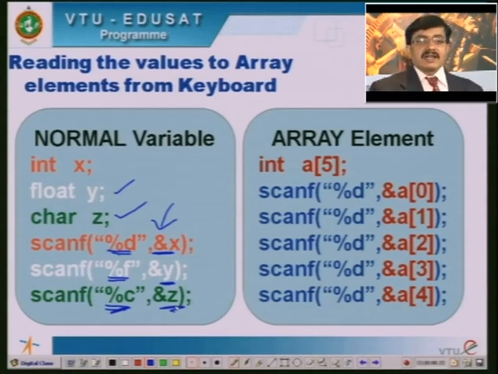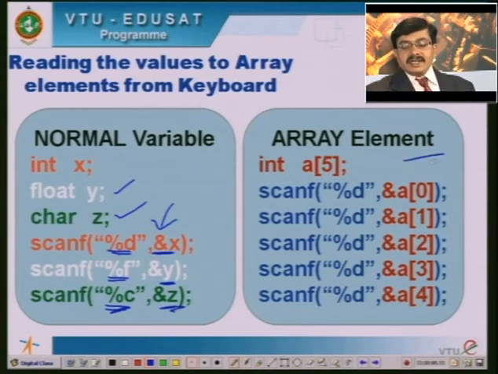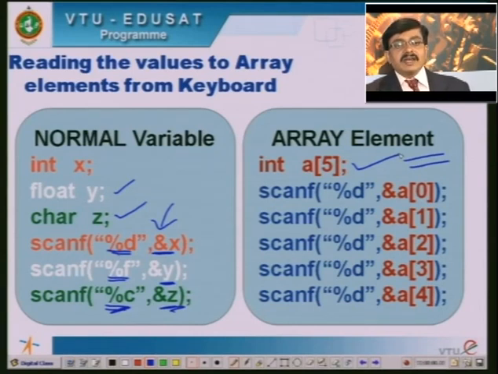In the same manner, we can even use the array index to read the data of the array elements from the keyboard. Here you can notice that a of 5 says that a is an array of 5 integer elements, so we have the elements from a of 0 to a of 4. If you want to read each of these elements, my statement will be scanf %d, then ampersand a of 0. This ampersand a of 0 specifies the address of the first element. The index starts from 0, so the 0th element is the first element.